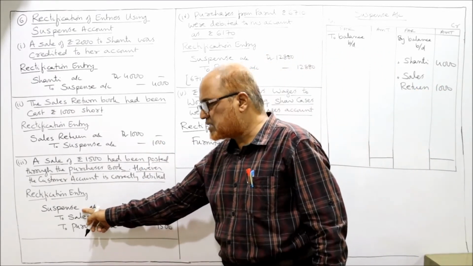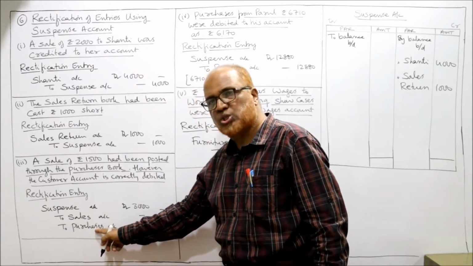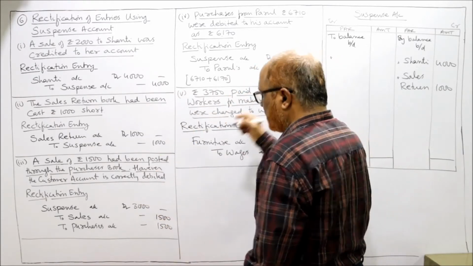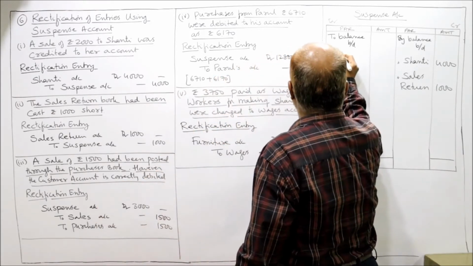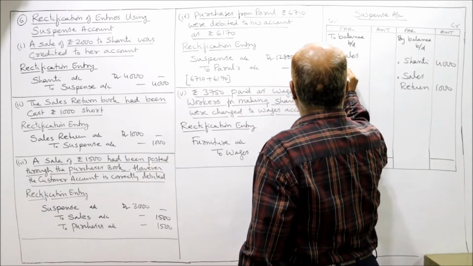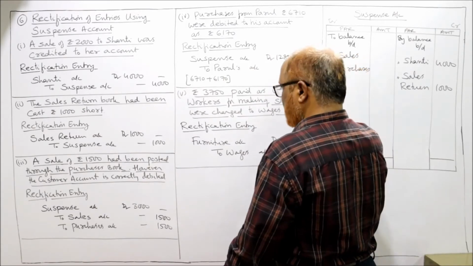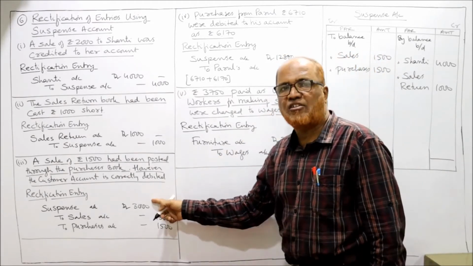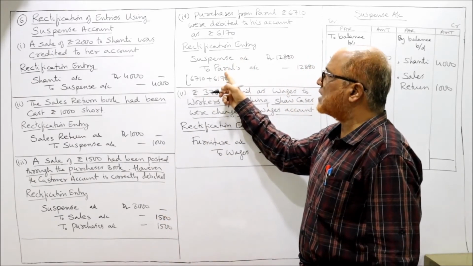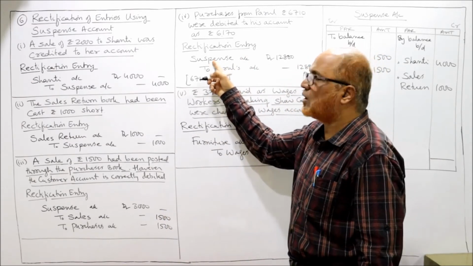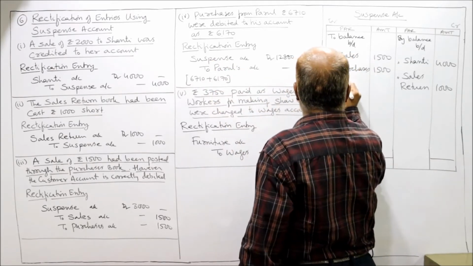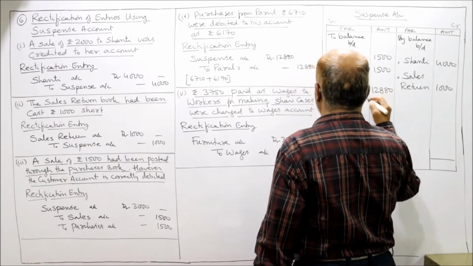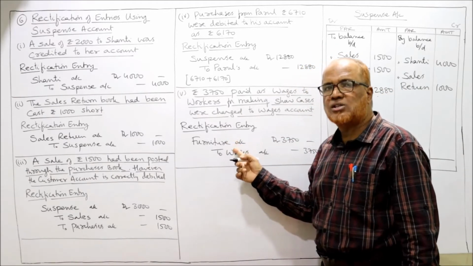Third entry, suspense account debtor to sales and to purchases. So suspense account should be debited. So debit side I am writing. What are the two accounts here? To sales and to purchases. How much are the amounts? 1,500 and 1,500. Three entries I have posted. Fourth entry, suspense account debtor to Parole's account. Suspense account is debited. So debit side, to Parole's account. How much? 12,880.